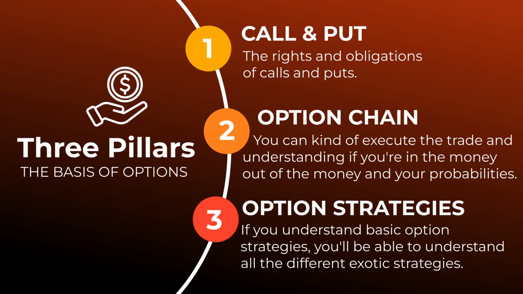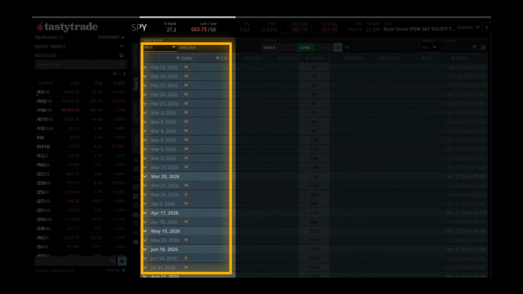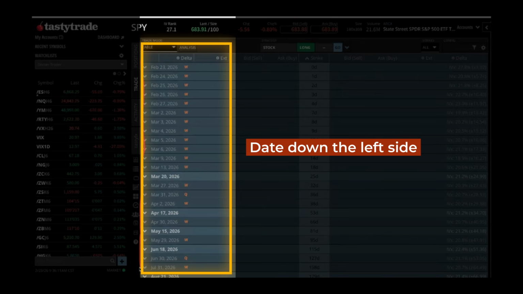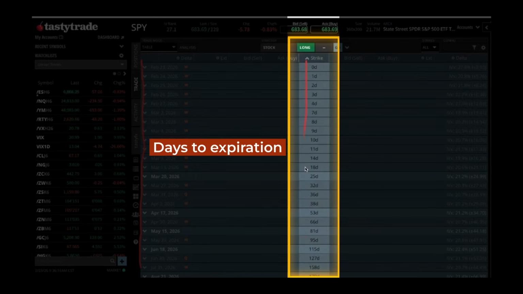And when you are learning pillar two, it's important to start from the beginning. And the beginning is just understanding how the option chain is laid out. When you're looking at an option chain, you're usually going to have dates down the left-hand side. Most platforms that specialize in option trading are going to have dates down the left-hand side. And then down the middle, they're going to have these numbers, as you can see here, going vertically.